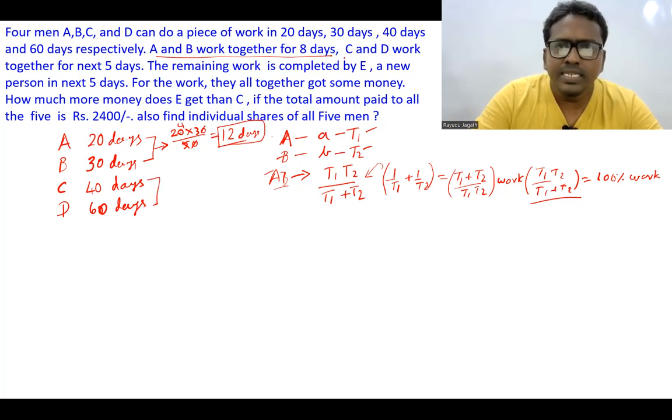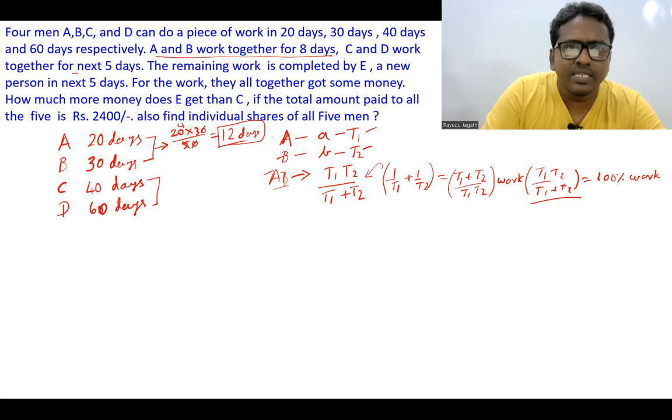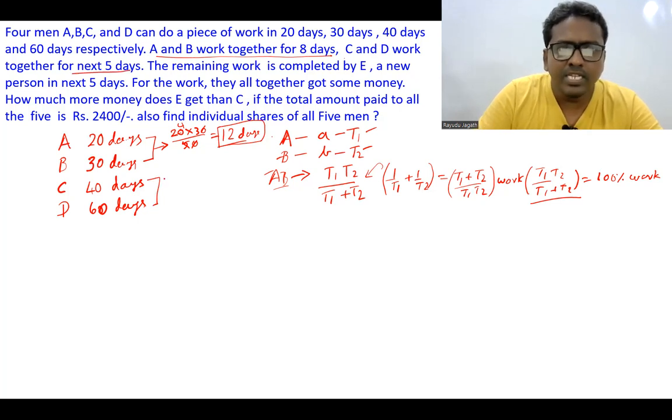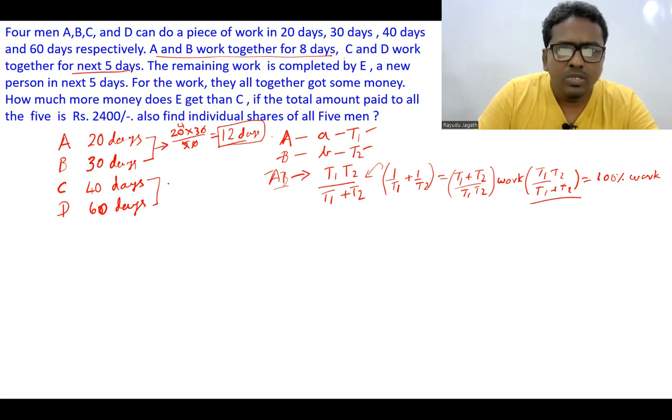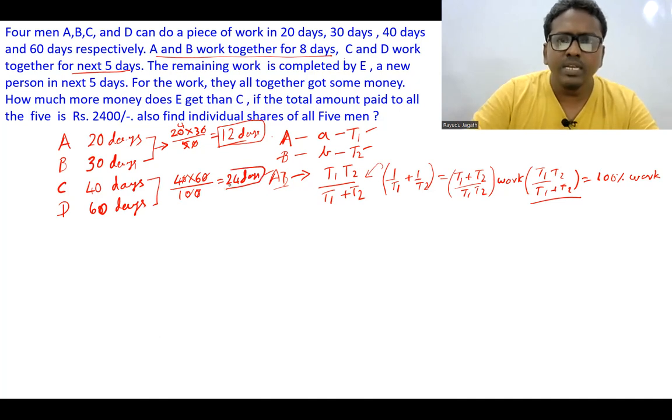And what about C and D? C and D work together for the next 5 days. Okay, we can find the next 5 days afterwards, but the 1 day work of C and D is calculated now. So C can finish the work in 40 days, D can finish the work in 60 days. Therefore, C and D together can finish the work in 40 into 60 by 40 plus 60, 100. 0, 0, 0, 0 get cancelled. This is equal to 24 days. That means C and D together can finish the work in 24 days.